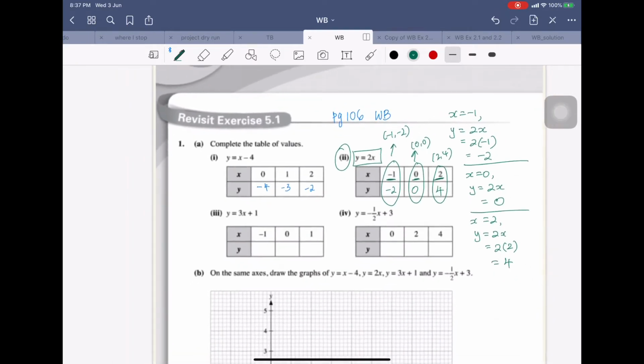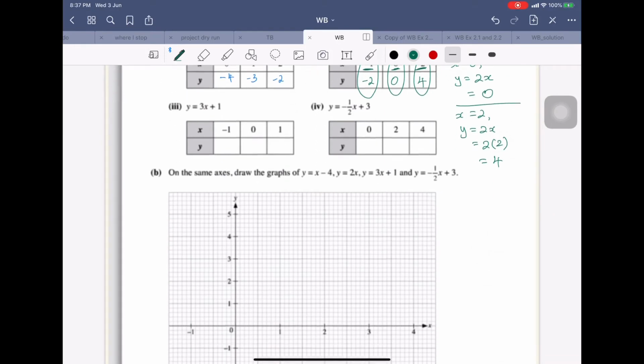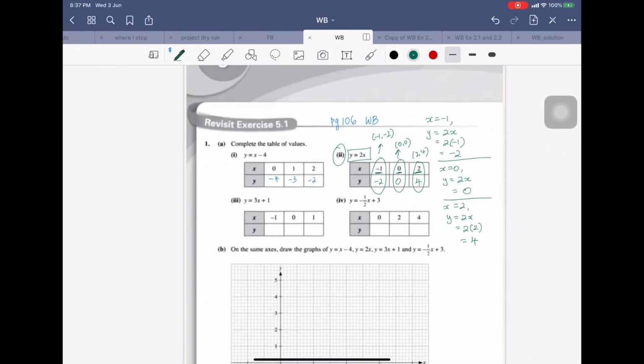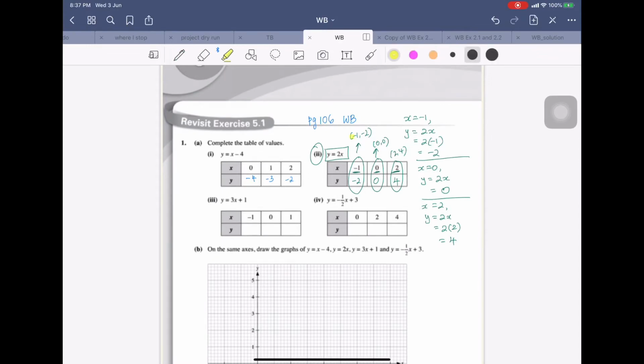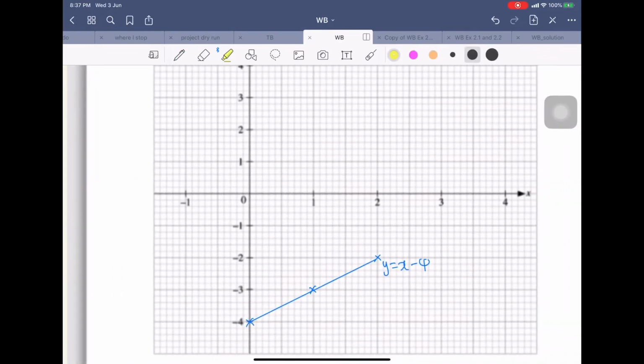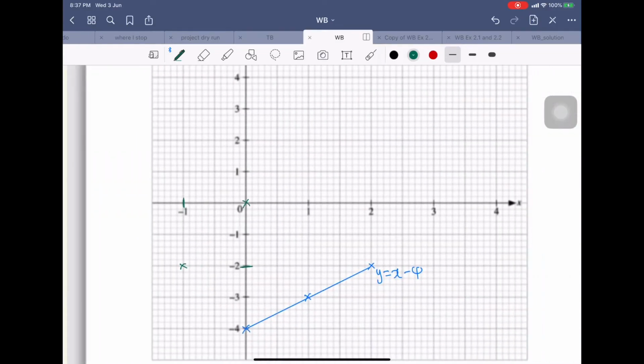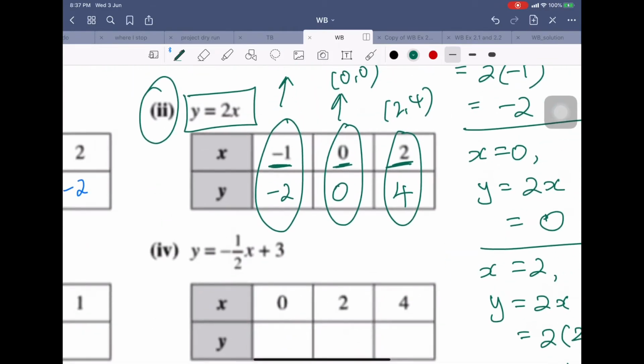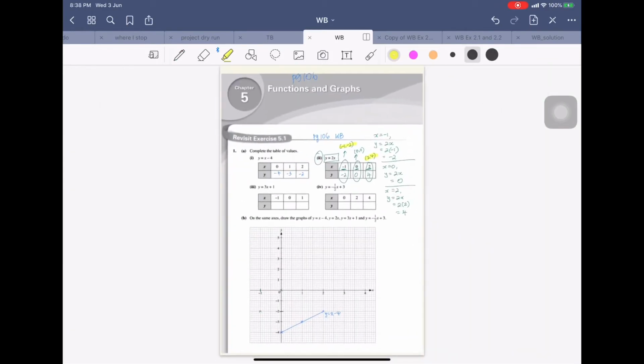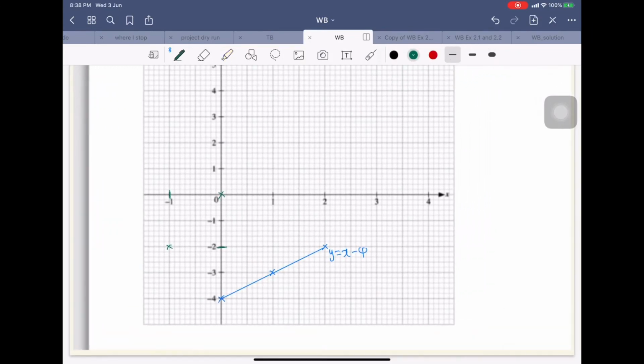So you have 3 points here. I will plot the 3 points in the graph. Let's start off with the first one, -1, -2. When x is -1, y is -2, so I put a cross here. Now next, 0, 0. And the last point, 2, 4. X is 2, y is 4, here. So I join these 3 points with a straight line.